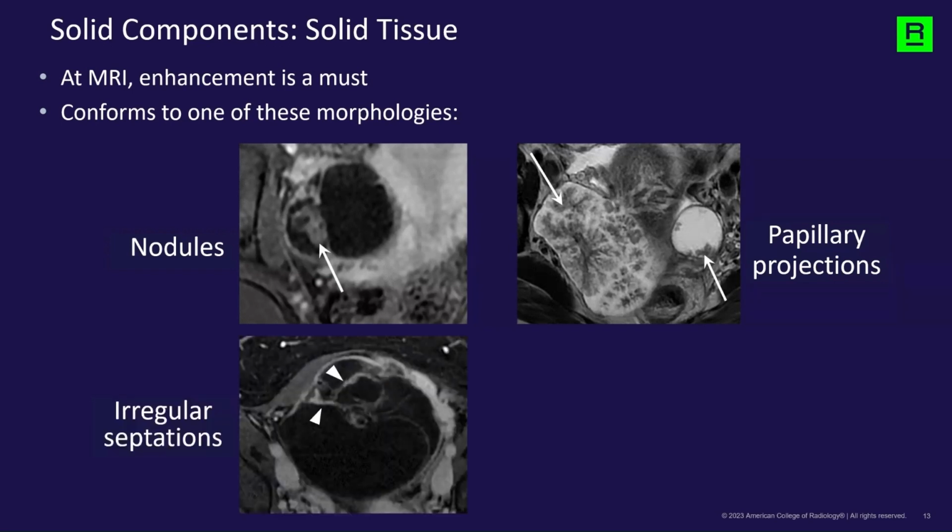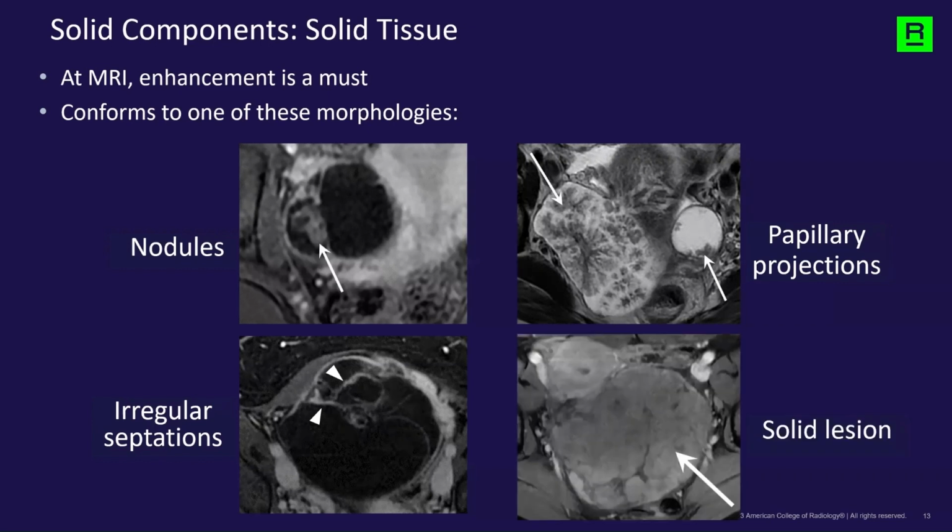An irregular septation demonstrates an uneven margin that varies in thickness along its length. In this post-contrast example, there are irregular septations denoted by the arrowheads, with variable thickness and uneven margin. If you have an enhancing component that does not fit into one of these 3 categories, it can be termed other solid portion. If, on the other hand, the lesion is at least 80% solid tissue, then it is considered a solid lesion. Another way to think of this is that the cystic component is less than 20% of the total volume. In this post-contrast example, the entire lesion is comprised of enhancing solid tissue.